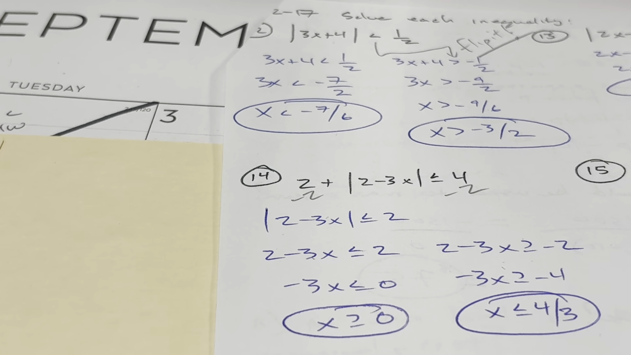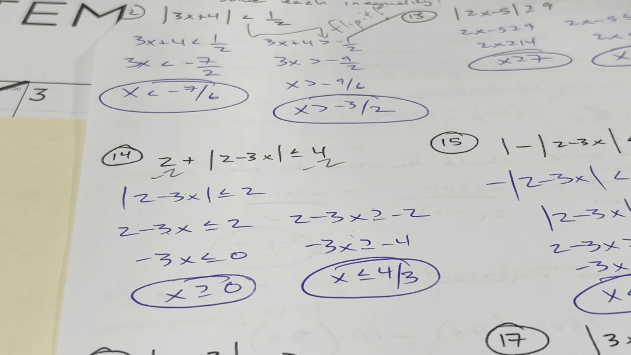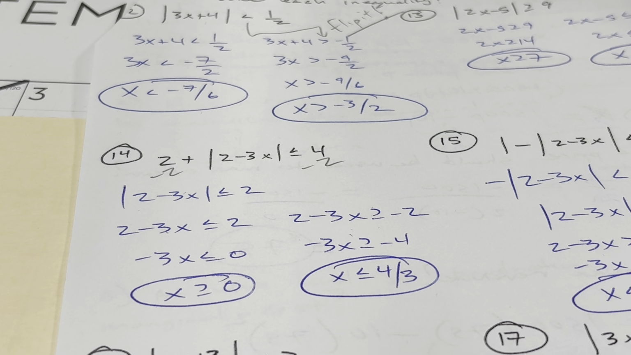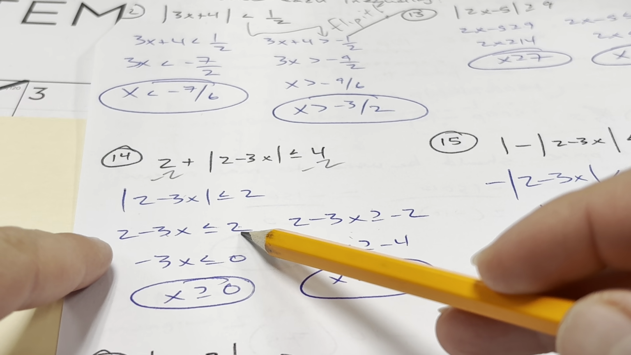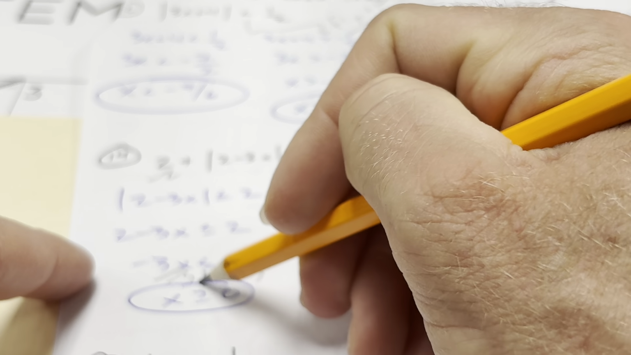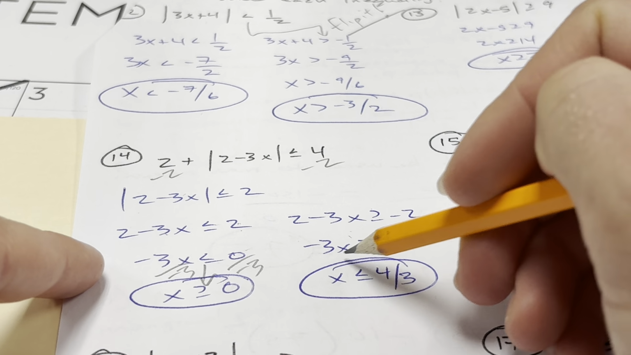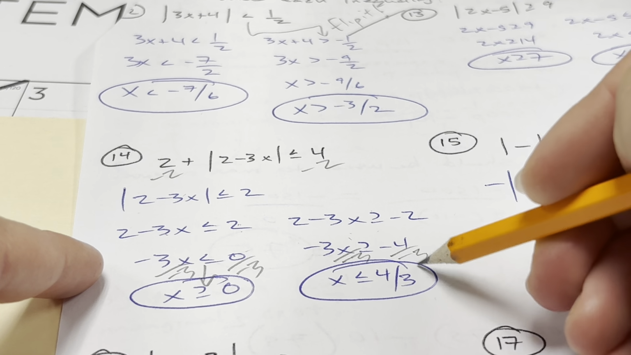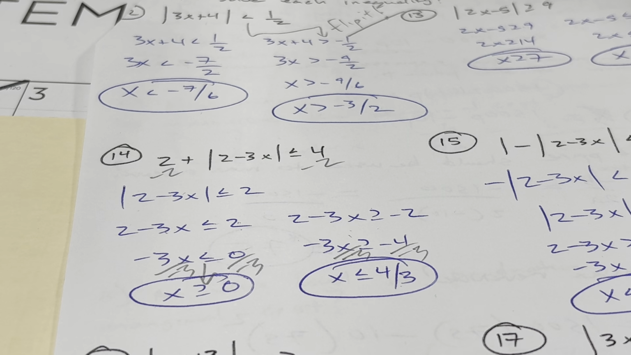All right, going from 2 to negative 2, I've multiplied by a negative 1, so I have to flip that inequality. I'm going to subtract 2 from both sides, but then I'm going to divide by negative 3. So if you divide by a negative, you got to flip that sign. I'm going to subtract 2 from both sides. I'm going to divide by negative 3, so I got to flip the sign.